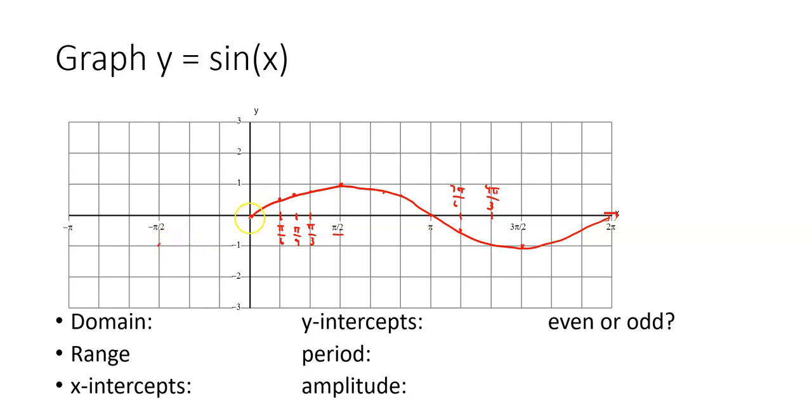I could graph another piece from here that goes down at negative pi over 2, then back up at pi. But the actual period goes from 0 to 2 pi. So here, I'm going to fill some things in. The period of the sine function is 2 pi.